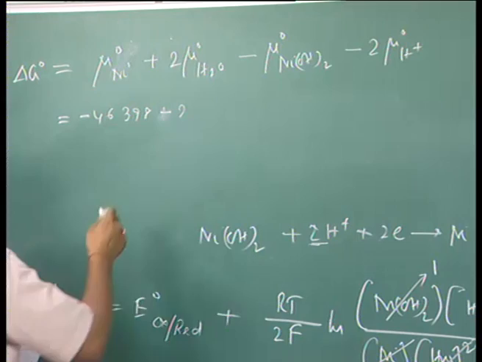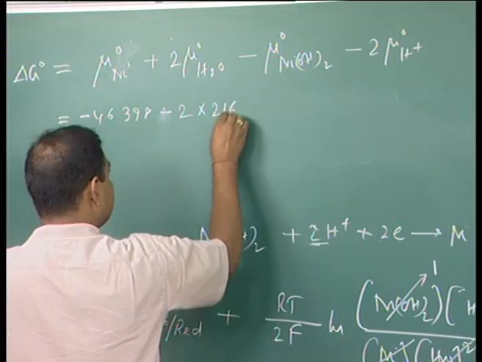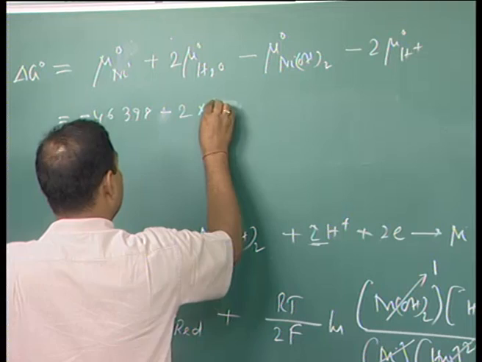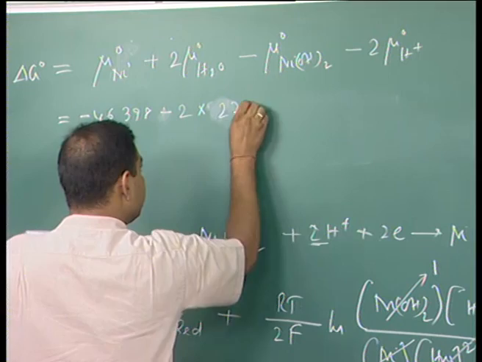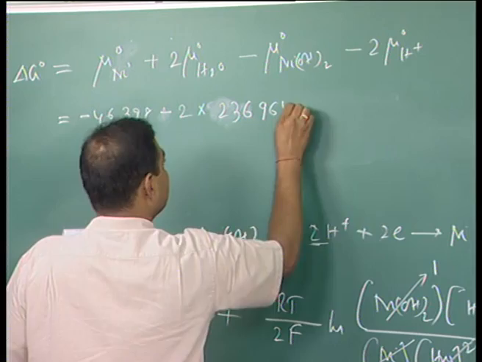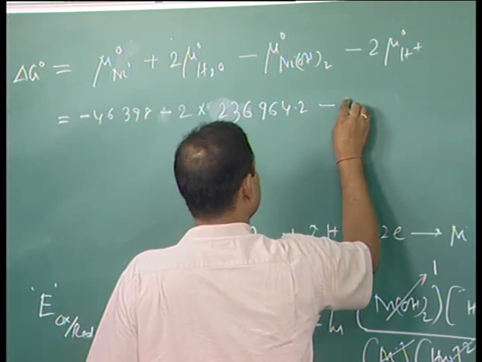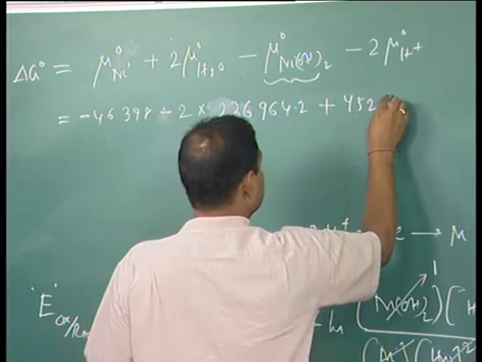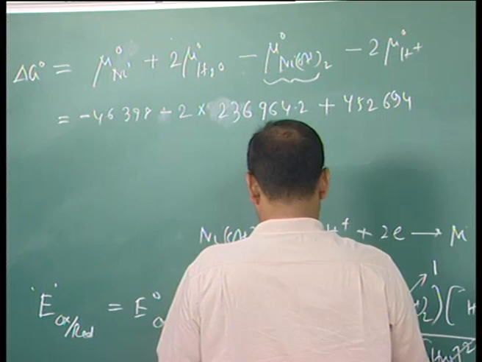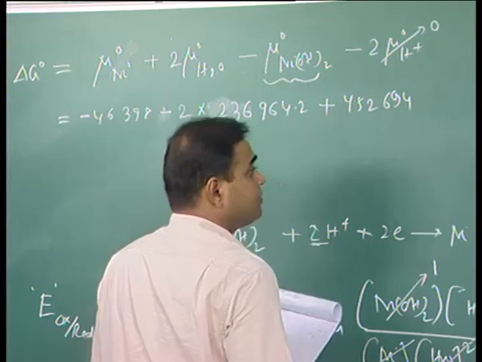Then this should become 2 into 236964.2, minus, since this is a minus sign and this value is also minus, it would become plus 452694. Then here also, this is already 0, we have considered by convention this to be 0.